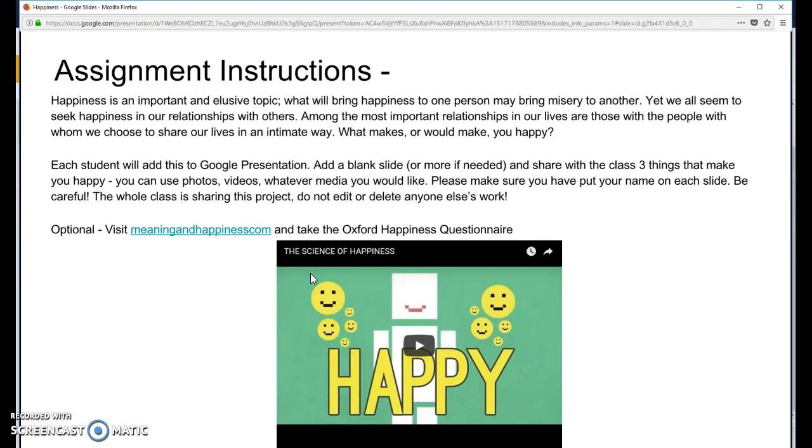And amongst the most important relationships in our lives are those people that we have those intimate, close relationships with. So for this slideshow, I'm asking folks, what makes or would make you feel happy? I'm asking each student to add a blank slide or more if needed to the Google presentation, and share with the class 3 things that make you happy.